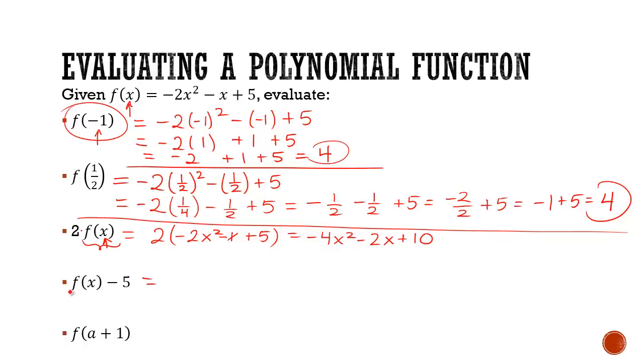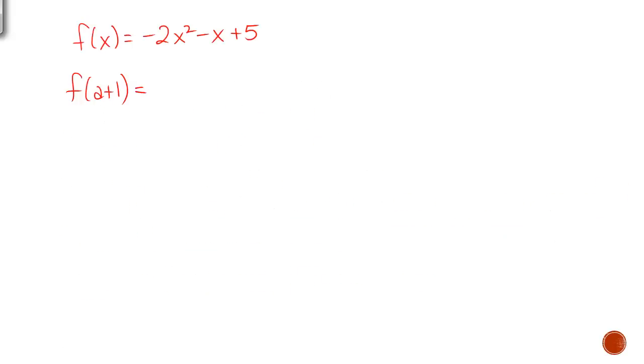Further, here, it's telling us to still replace our function with an x, but then take that whole thing and subtract 5 from it. So we take our function and subtract 5, but when we evaluate, we're just left with -2x squared minus x. Let's take the next one over here because I think we need a little more room for this one. Here we're taking a plus 1 and replacing it for every x that we see in our function. That is what this tells us to do.